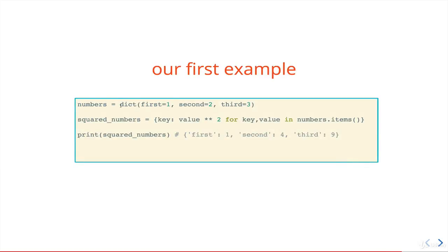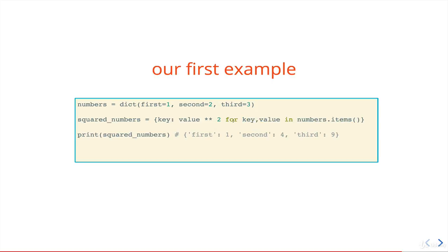So here we have a dictionary called numbers. And if we look at numbers, it just has first is 1, second is 2, third is 3, and they're all the integers 1, 2, 3. Then here is our dictionary comprehension. We are iterating through numbers.items. So right here, this is a standard for loop we've seen before. For key, comma, value in numbers.items.